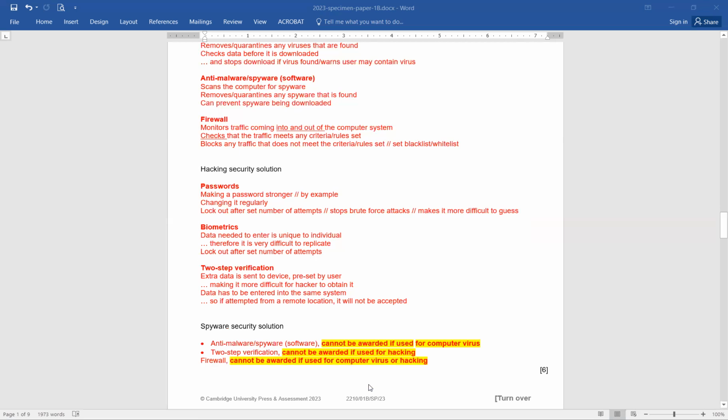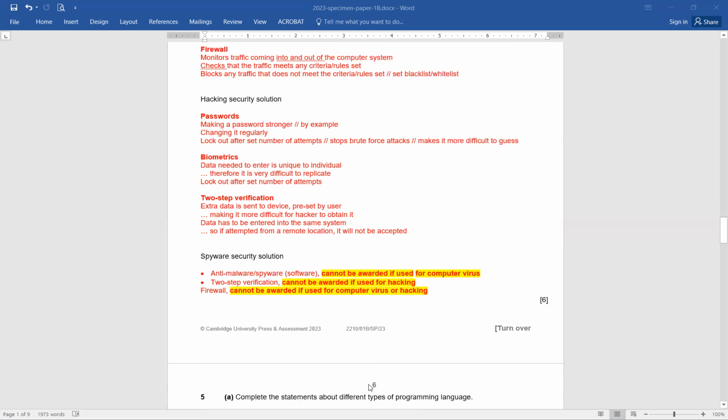Any questions? Spyware solution. Anti-malware, anti-spyware. In case the student has not mentioned it in the first two, then he is going to write down the valid answer and he will be able to score marks. Two-step verification cannot be awarded if used for hacking. Firewall cannot be awarded if used for computer virus or hacking.